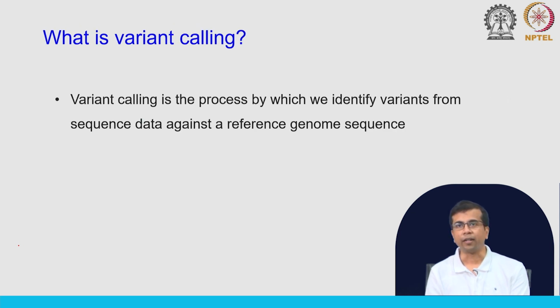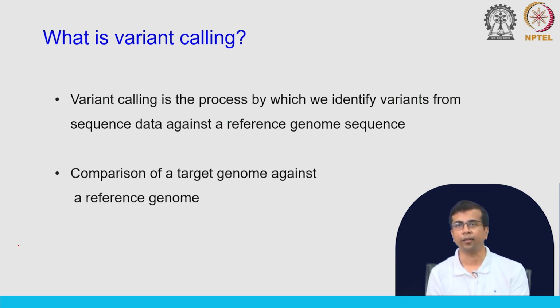Okay. So, what is variant calling? Variant calling is the process by which we identify these variants from the sequence data that we have against a reference genome sequence. So, we need the reference data, we do the mapping and then we do the variant calling. And as you can probably understand, this is a comparative analysis, which means we do a comparison of a target genome against a reference genome.